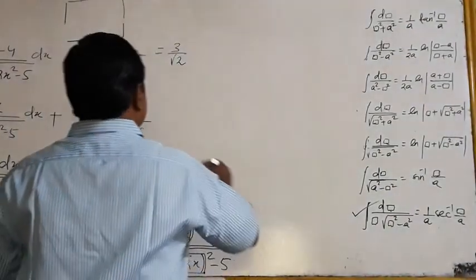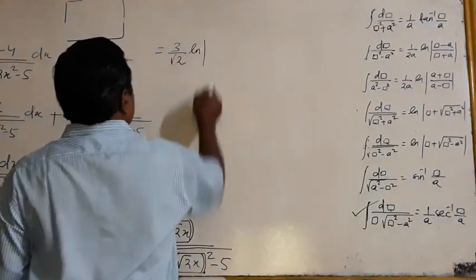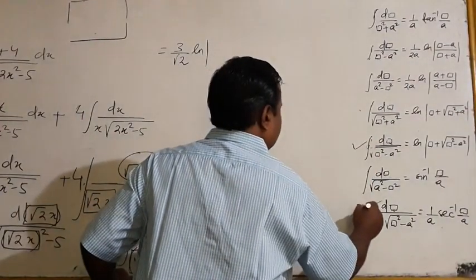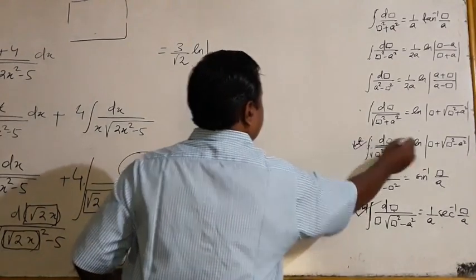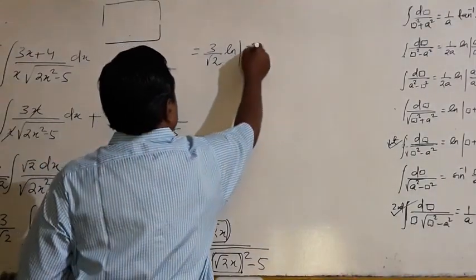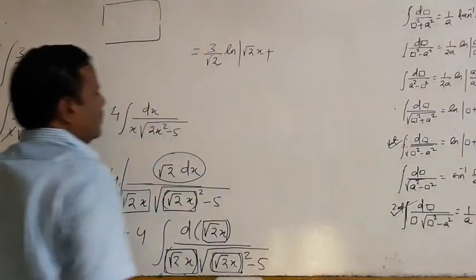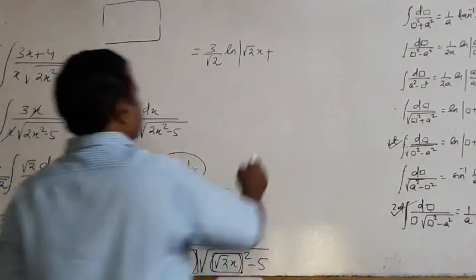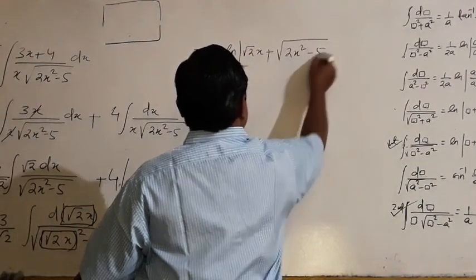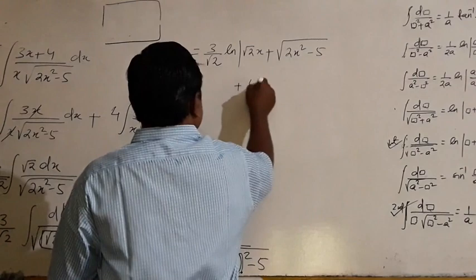You have to apply this formula: ln. This formula first, this formula second part. This is for the first part. ln box. Box means root 2x. Root 2x plus root over of 2x square minus 5, plus 4.